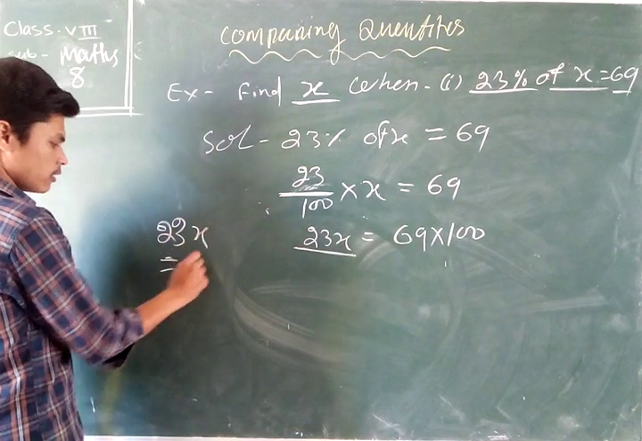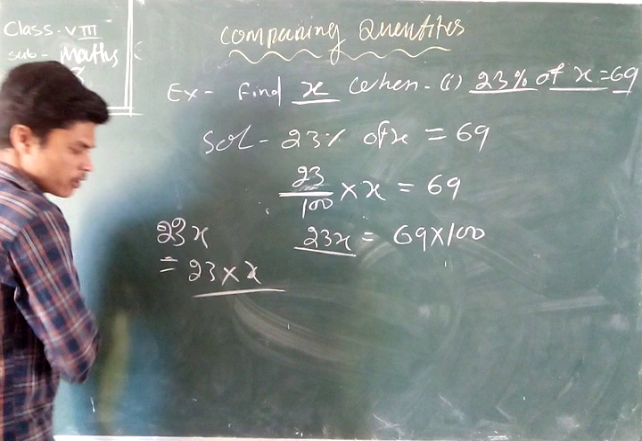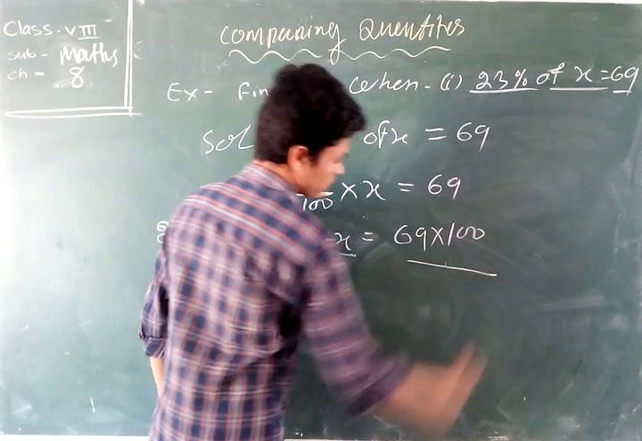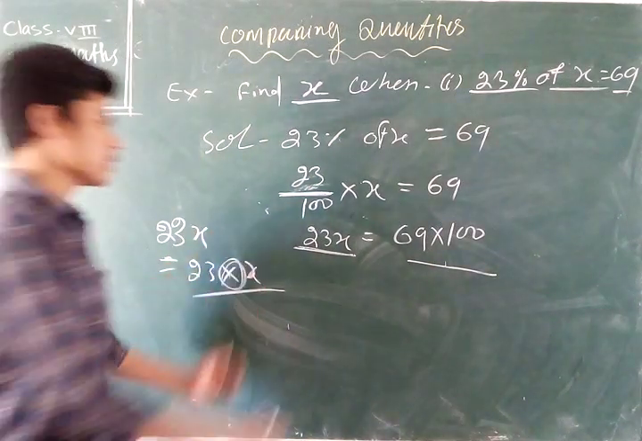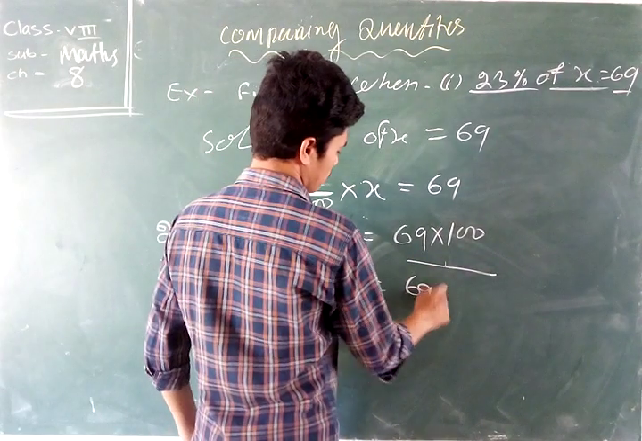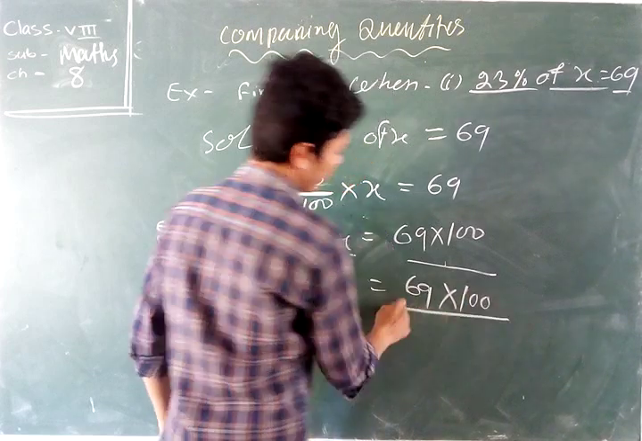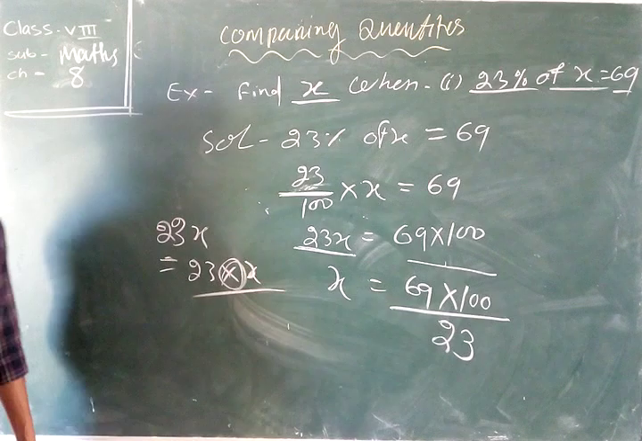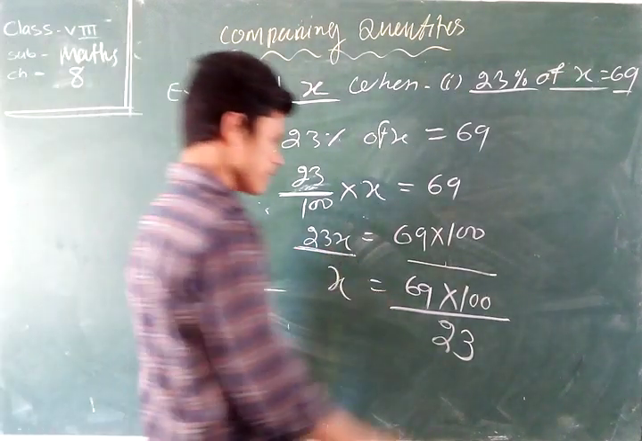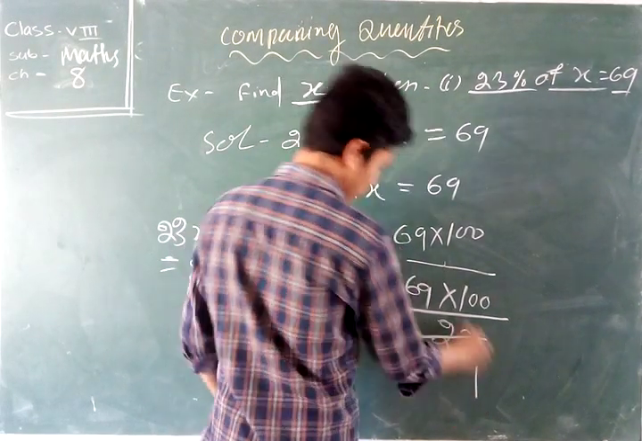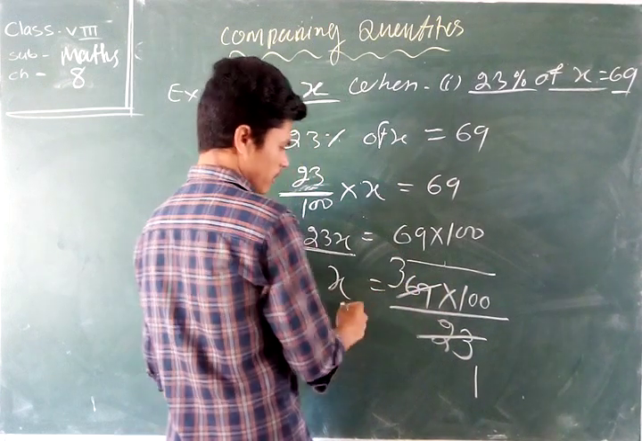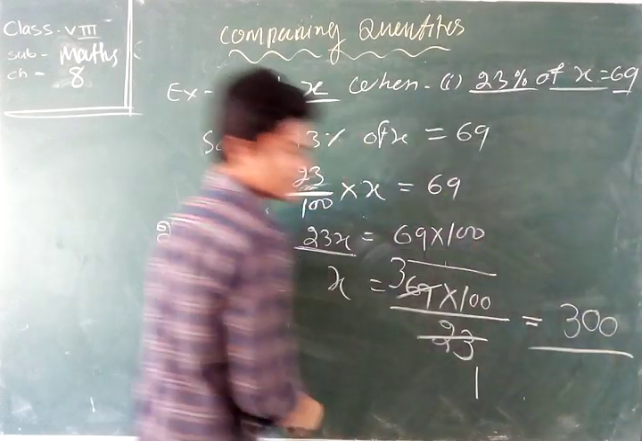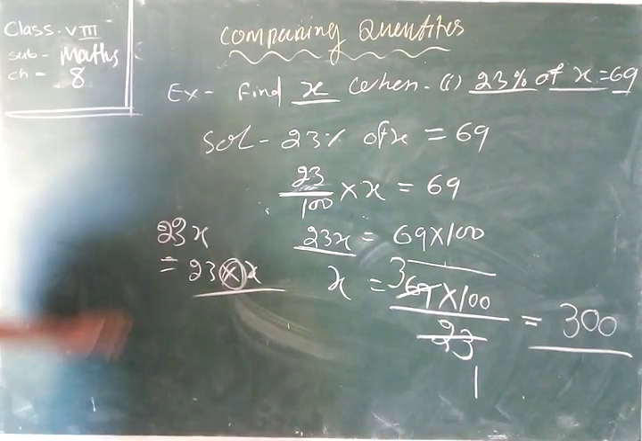23x means 23 into x. The 23 is multiplying x, so it is transposed to the right side and changes into division. Then x equals 69 into 100 by 23. Now you know the table of 23: 23 times 3 is 69. So x equals 3 into 100, which is 300. The value of x is 300. Clear how you find it?